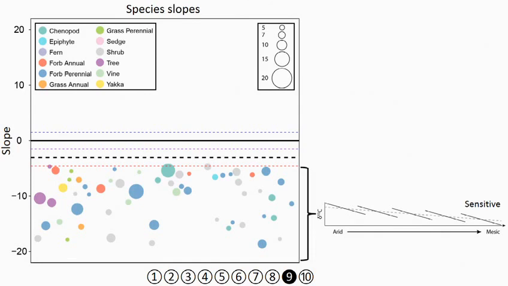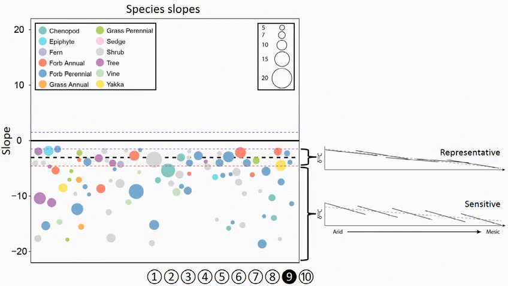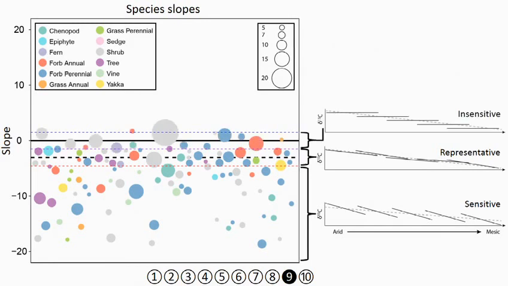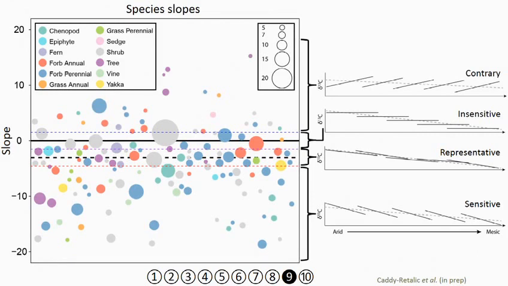We can start to bin these groups into their sensitivity. Down the bottom here, these are the super sensitive plants that we might expect to start to disappear very quickly under aridification scenarios. We then have our representative slopes. These are our average Joes that are doing the standard thing that we would expect. These are our insensitive species that maybe we don't need to worry too much about. Maybe these guys are pretty plastic and can survive under a range of scenarios. And these are our paradoxes, our contrary species.